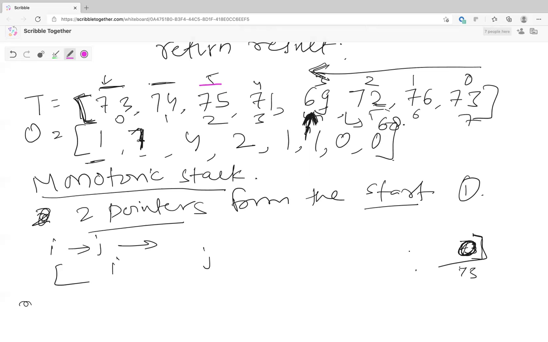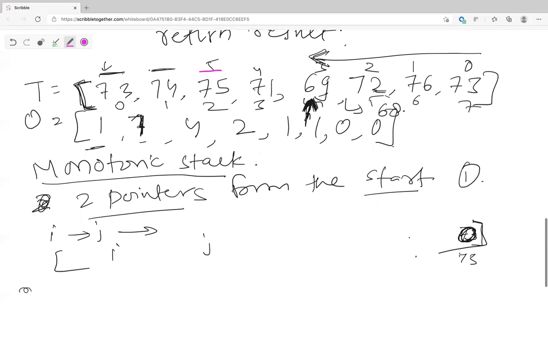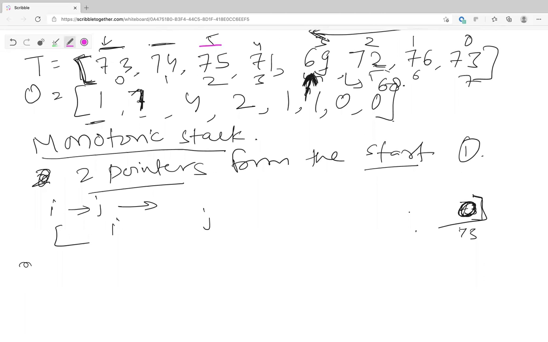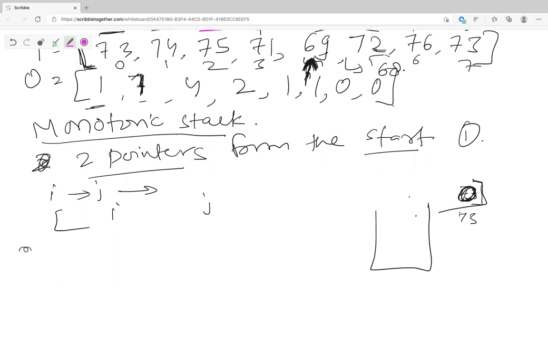So as long as they are decreasing, we can add them to a stack. Maybe that way the stack can come in handy. So I will add, yeah, go ahead. I will start with 73 and add it to the stack. Okay, and 76 is bigger than 73, so I won't add it. Okay, you won't add it. And then I will add 72.